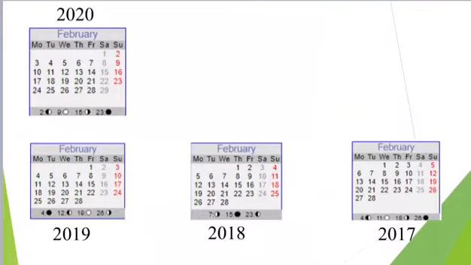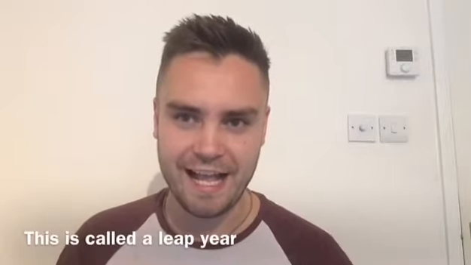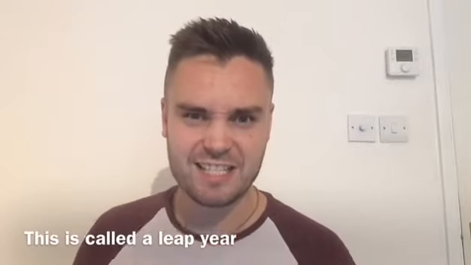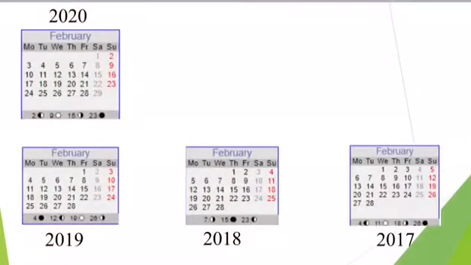And that's because it actually takes the Earth 365.25 days to do one lap of our sun. Now we don't count 0.25 as a day, so once every 4 years we add an extra day to our calendar to make sure it is in sync with how our Earth is moving around the sun. So be very careful with leap years, they do appear once every 4 years.